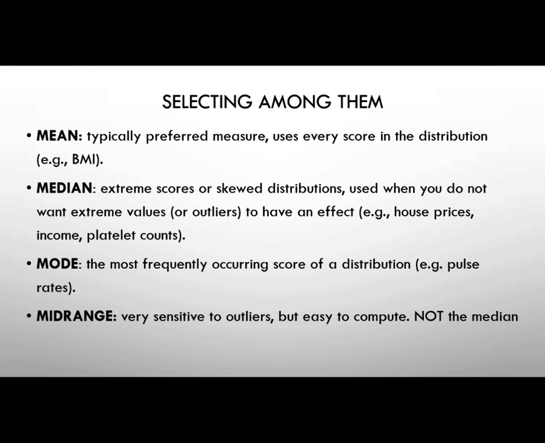Okay, so selecting among them. When do we use these? Mean is the typically preferred measure. It uses every score in the distribution, for example, body mass index. Median is for extreme scores or skewed distributions, used when you do not want extreme values or outliers to have an effect. For example, like I said, house prices, income, platelet counts. Mode is the most frequently occurring score of the distribution, for example, pulse rates. And then the mid-range is very sensitive to outliers, but it's easier to compute and is not to be confused with the median. So the mid-range and the mean are very similar, but typically we use the mean.